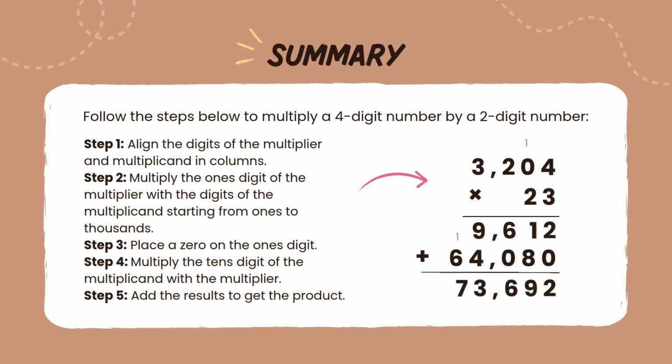Follow the steps below to multiply a 4-digit number by a 2-digit number. Step 1. Align the digits of the multiplier and multiplicand in columns. Step 2. Multiply the ones digit of the multiplier with the digits of the multiplicand starting from ones to thousands. Step 3. Place a 0 on the ones digit. Step 4. Multiply the tens digit of the multiplicand with the multiplier. Step 5. Add the results to get the product.